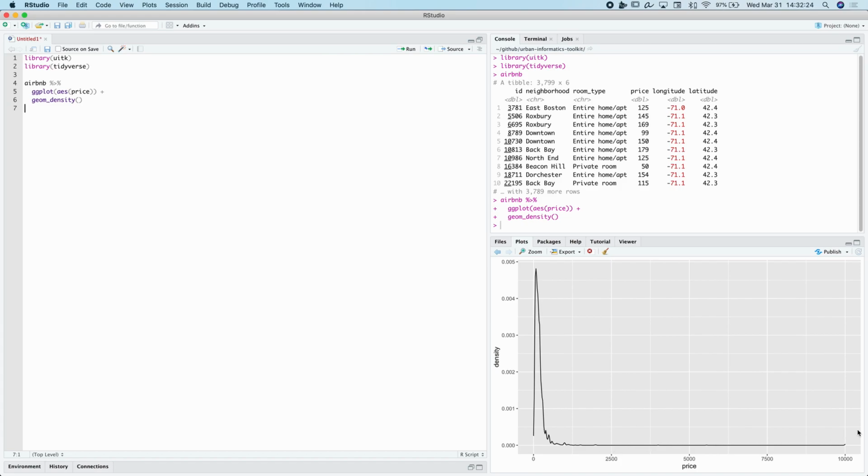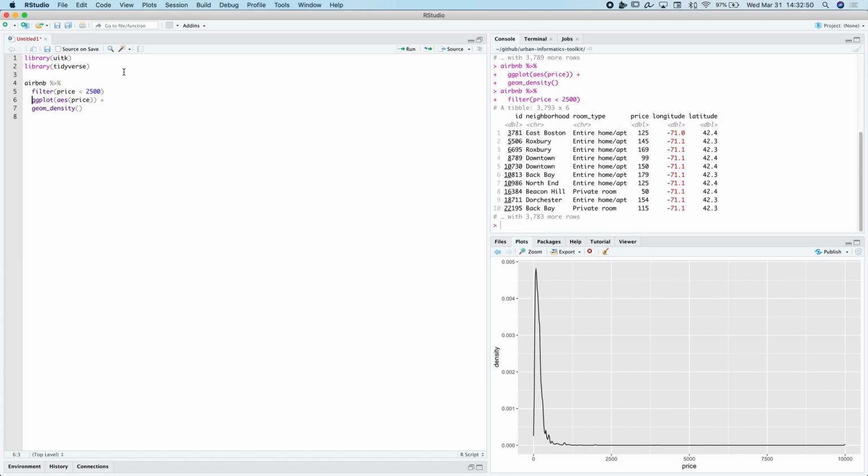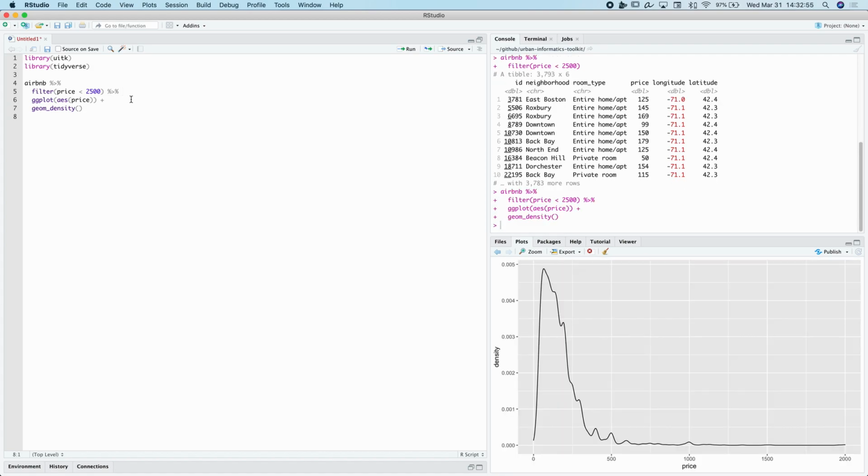So the first thing we see here is that there's a very, very extreme tail all the way up to about $10,000. So what we're going to do is filter this data set to say, hey, let's have it under 2,500. We're still going to have a skewed data set, but this way it won't be nearly as skewed. So let's begin filtering. Filter price is less than 2,500. Okay, and let's make this plot one more time.